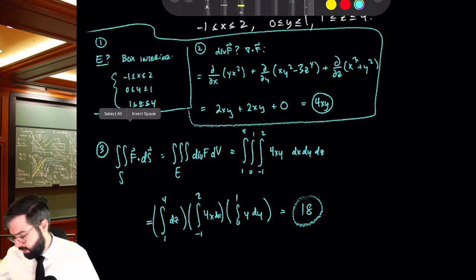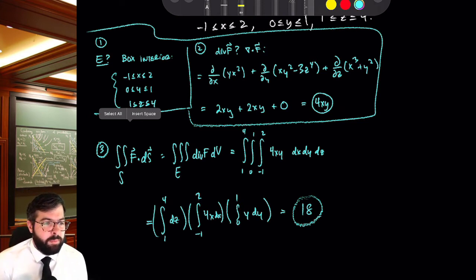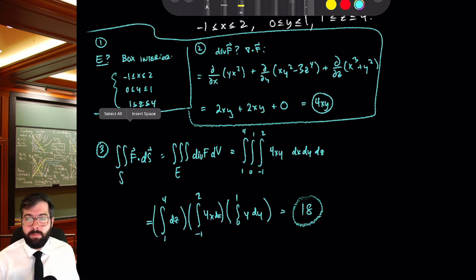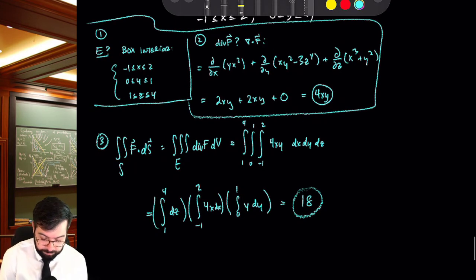All right, so wherever you're at, that's fine. Here the region E, the solid box, is pretty much given to you. You've got a set of limits for your x, y, and z, so that's good to go. Your vector field's given, it's a bunch of power functions, so the divergence is not that hard to compute. We should get 4xy for the divergence. Again, it's just the dot with the gradient and the vector field.